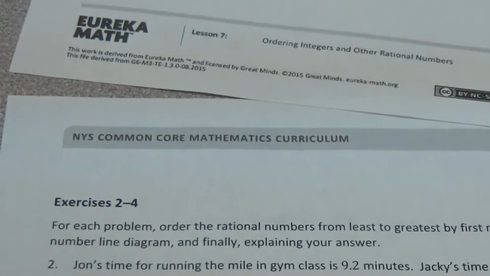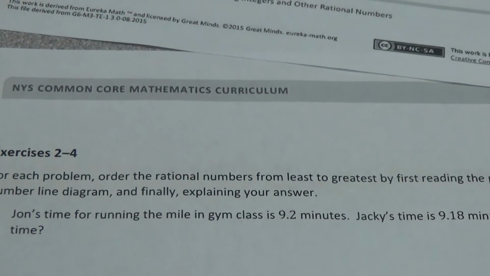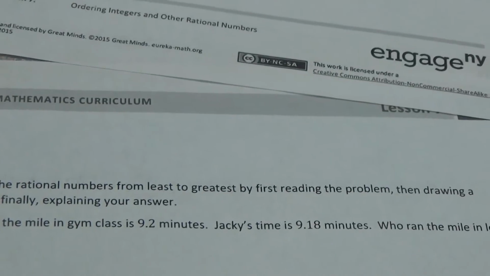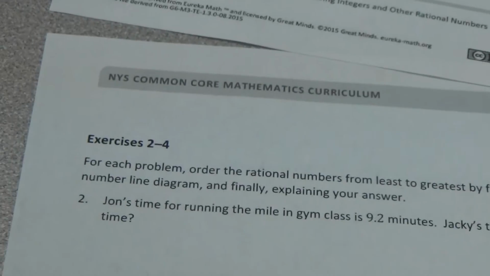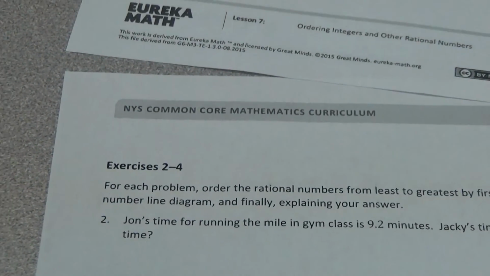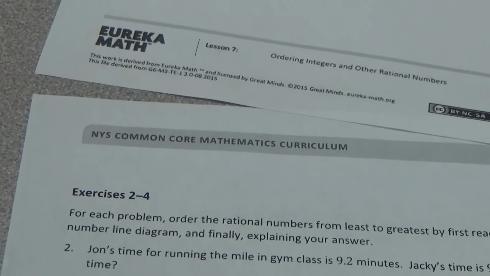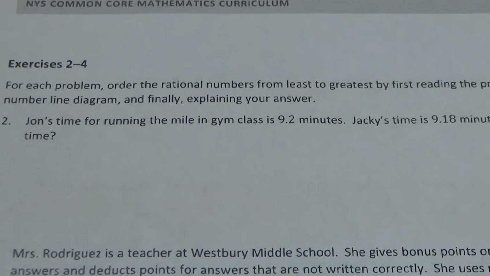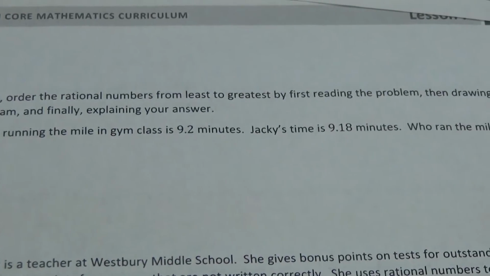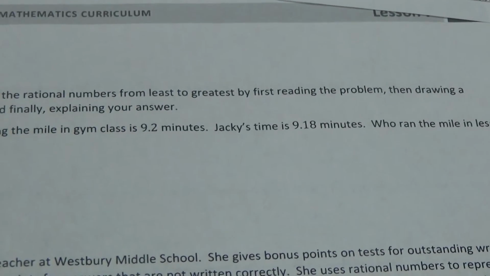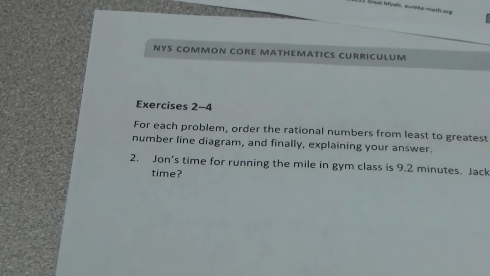So let's look at number 2. The directions read, for each problem, order the rational numbers from least to greatest by first reading the problem, then drawing a number line diagram, and finally explaining your answer. So let's start on number 2. John's time for running the mile in gym class is 9.2 minutes. Jackie's time is 9.18 minutes. Who ran the mile in less time?